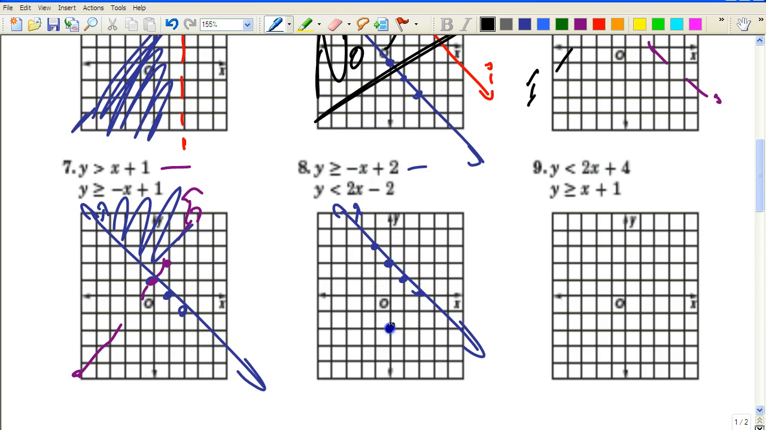Start at -2, up 2, right 1, up 2, right 1, dashed line. And it's less than, so we're going to go down, so it's squeezed into there. Up 2, right 1, dashed.